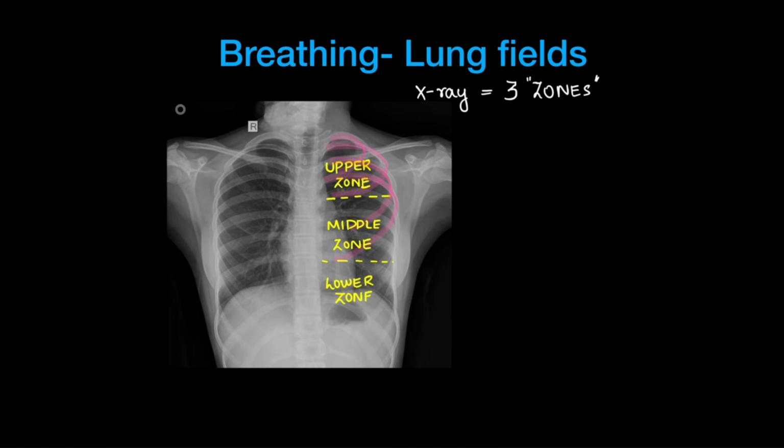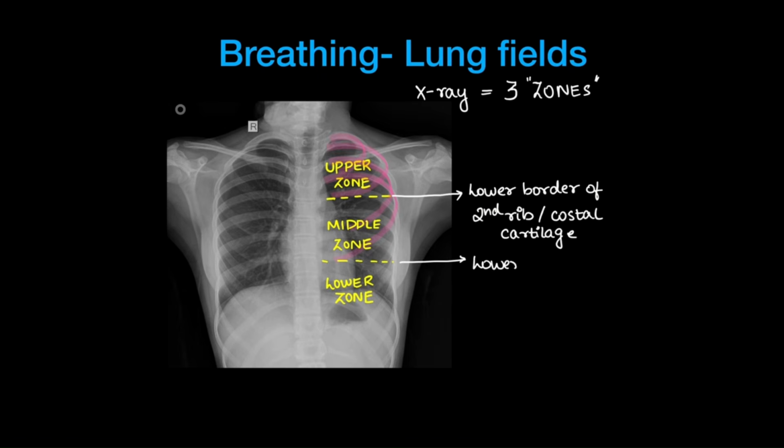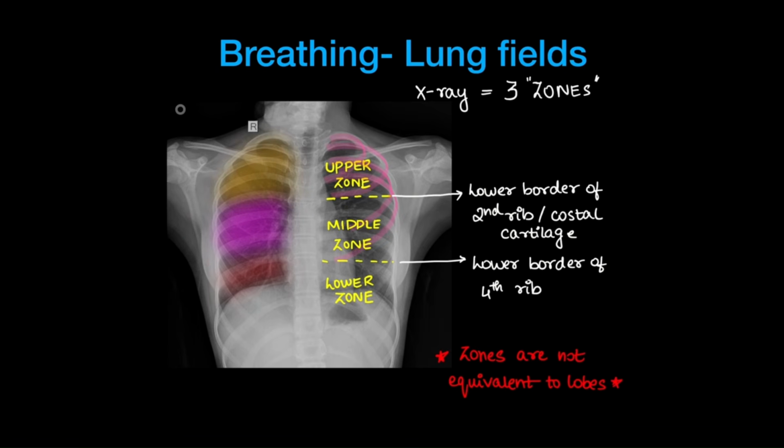Please do not confuse the zones with lobes. They are not corresponding to lung lobes. So the first line to draw is the lower border of the second rib or costal cartilage. The second line to draw is the lower border of the fourth rib. So these two lines will divide lungs into three different zones, and we have to localize the opacity to these zones on X-ray. So upper, middle and lower zones.